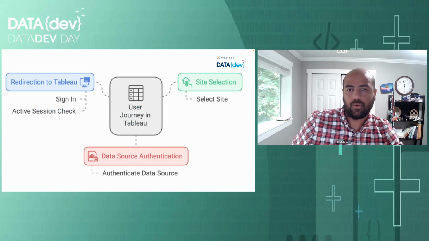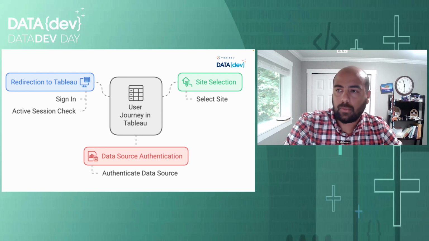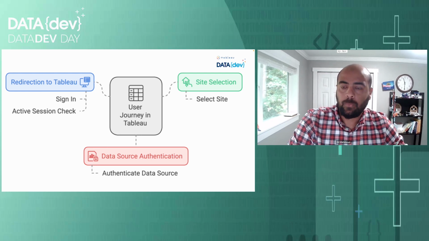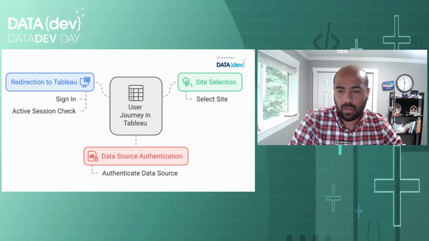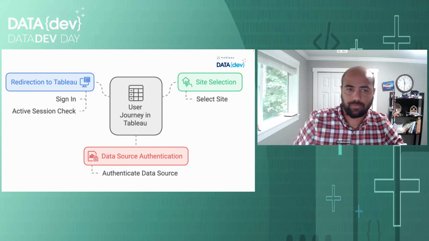Next, after the TDS file is uploaded to Tableau, the user is redirected to Tableau. If the user doesn't have an active session in Tableau, they will be prompted to sign in, and upon signing in, the user is required to select a site within Tableau. This step allows users to navigate to the appropriate workspace where they can manage their data visualization. After selecting the site, the user must authenticate to the data source. It guarantees that only authorized users with the correct access can retrieve the data they need to visualize.